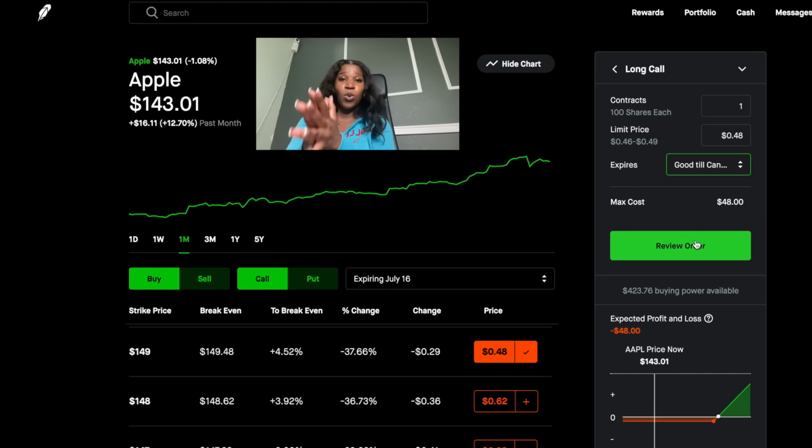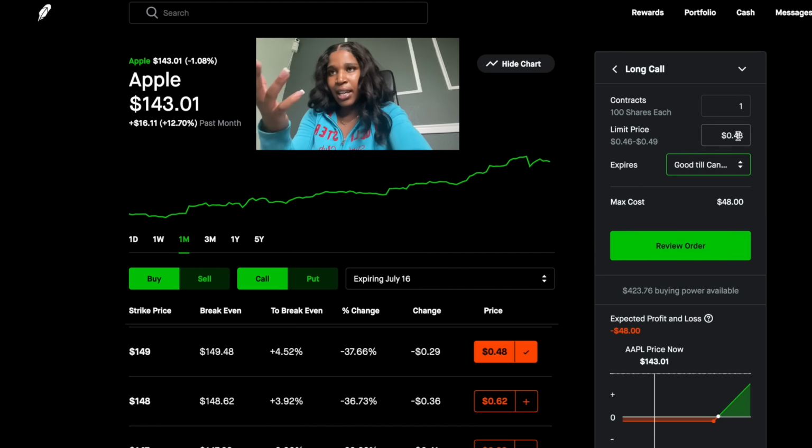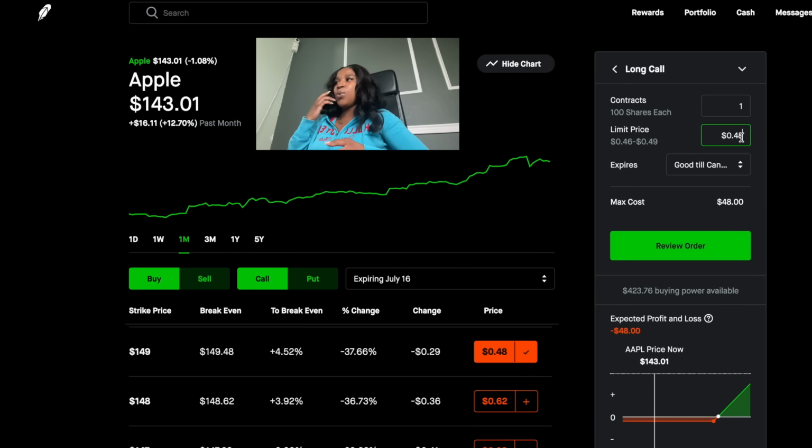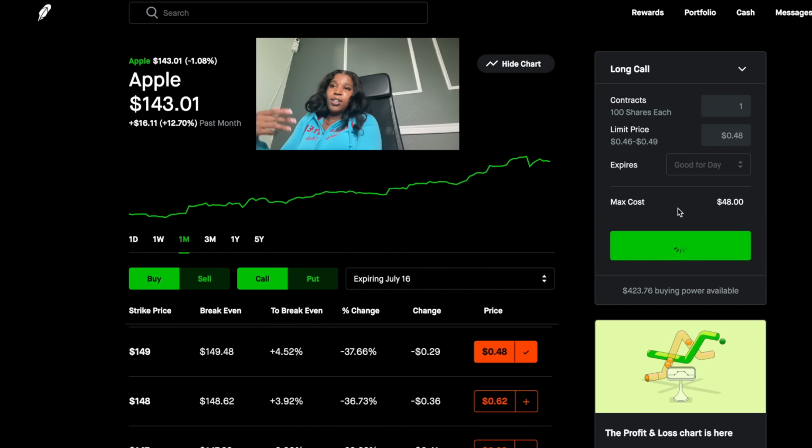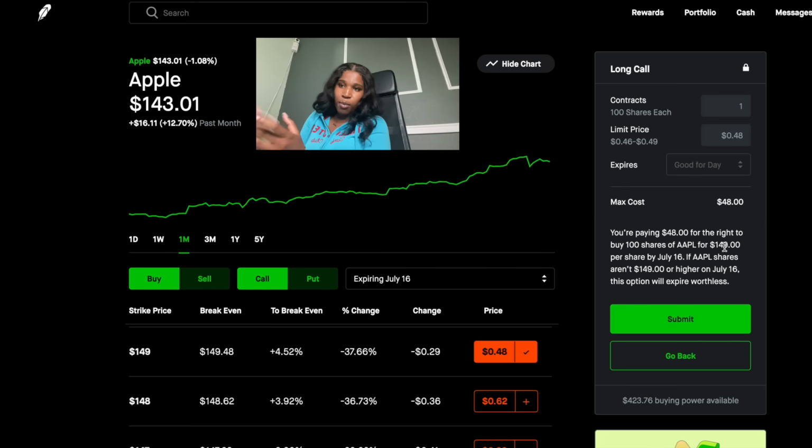Know that contracts will move. What's important to know about them moving is that Apple may run up and this will never be worth 48 cents again per share. So you do not want to be sitting there. I want my stuff to get filled immediately, so I don't even worry about this. And then you press review order. It would load, and then it would say you're paying for it. Cool. You say, yeah, I want to pay for it. That's me. So you're paying $48 for the right to buy 100 shares of Apple for $149 per share by July 16th.